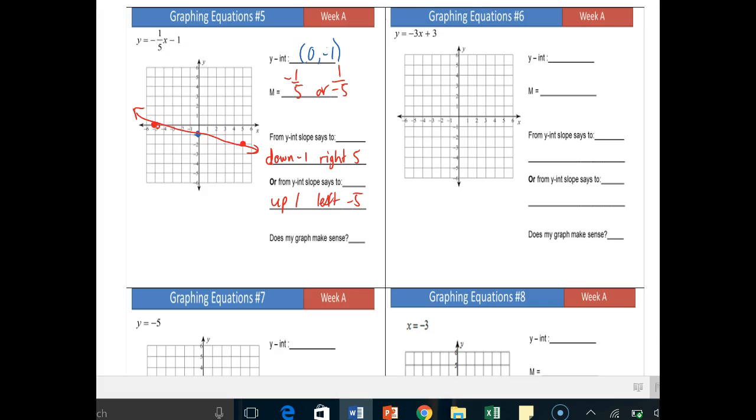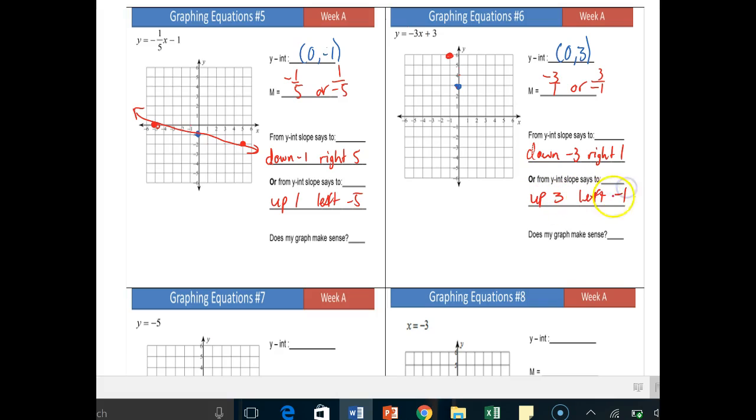Our y-intercept in number 6 is (0, 3). Our slope can be negative 3 over positive 1 or 3 over negative 1. It's a negative slope, so that means only one of the numbers has to be negative. I start at (0, 3), which is right up here. I can move up 3, 1, 2, 3, and left 1. Oops, sorry. I can move down negative 3, right positive 1, or up positive 3 and left negative 1.